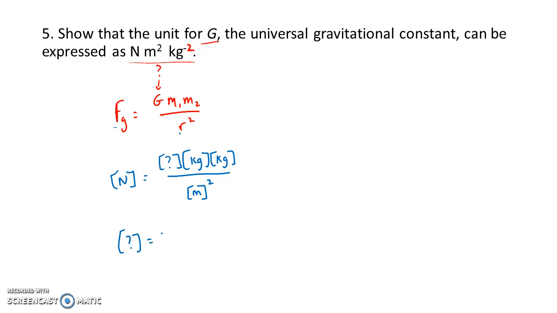When I get question mark all by itself, I have to multiply both sides by meters squared. So I'm going to have newtons, meters squared, and then I have to divide both sides by kilograms times kilograms. I can just say that is kilograms squared. So another way we can write this is newtons, meters squared, kilograms to the -2. So these two are just different ways of writing units.